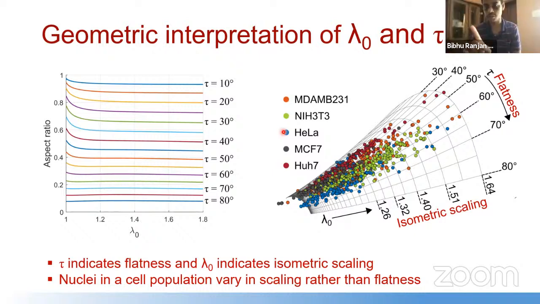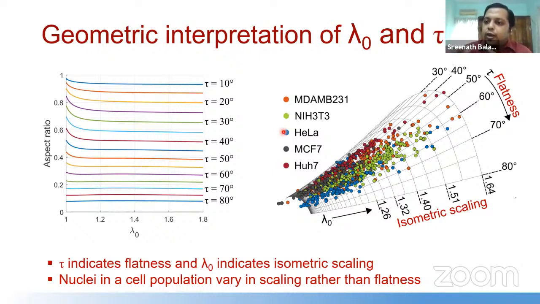If I may continue along the same line, when a cell has to go through a confined geometry, it tunes its nuclear shape according to the geometry. Will that also follow in this parameterized space? Yeah, I feel that it will fall on the parameterized space, but I'm not sure whether it will fall on a single straight line anymore.